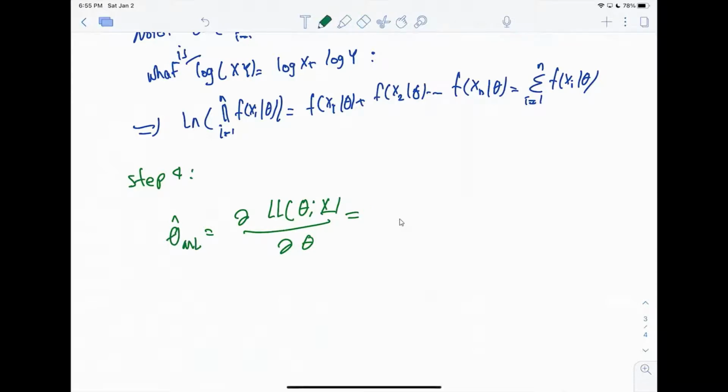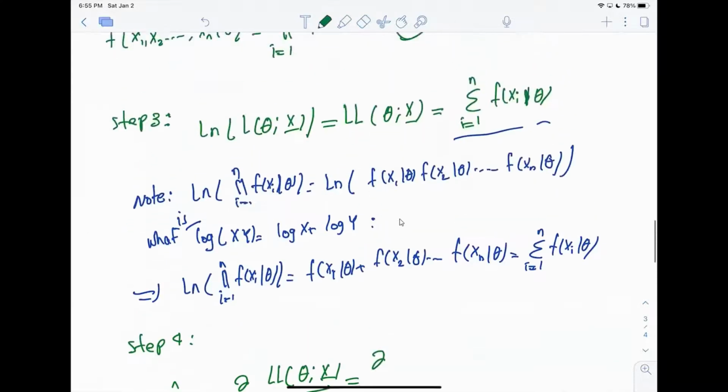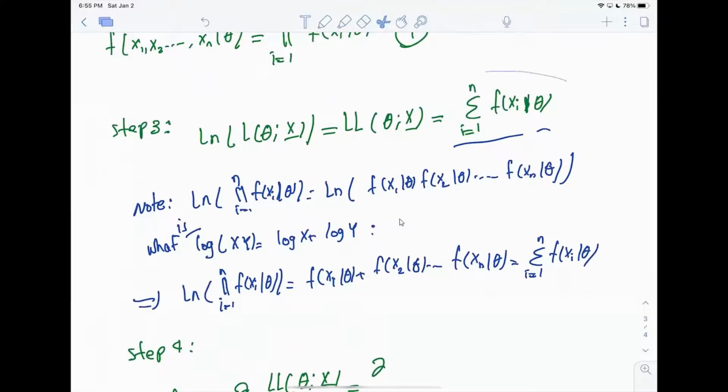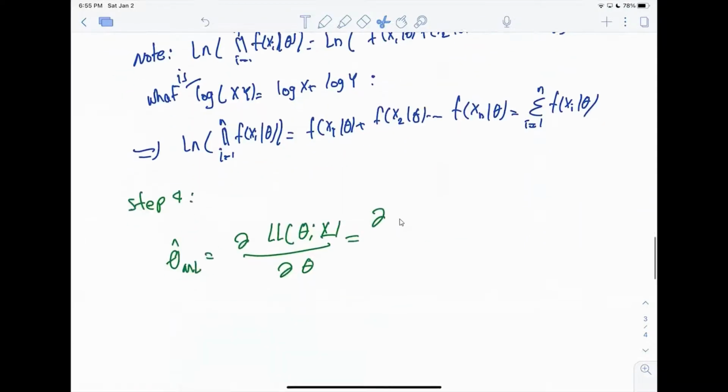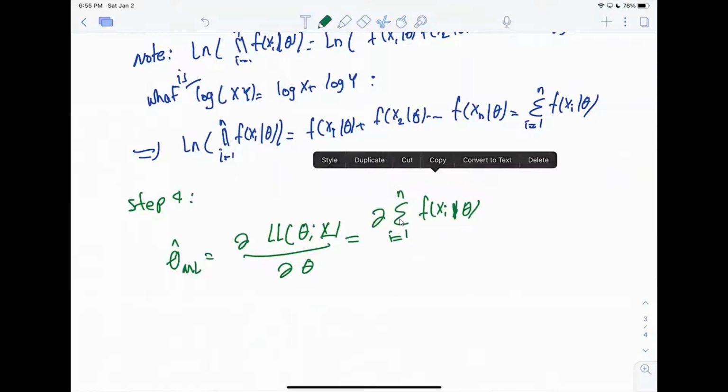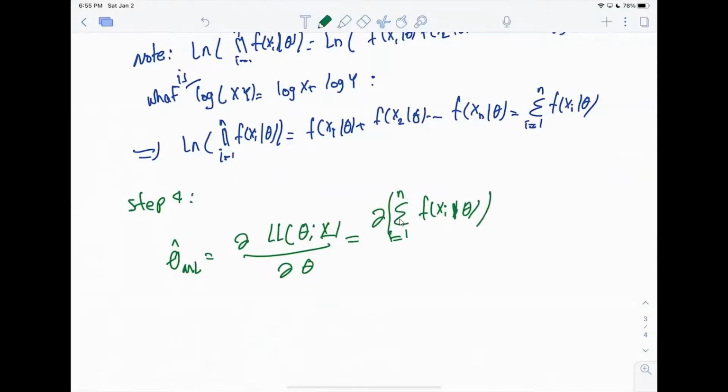Let me just copy this term. I'm going to copy this one. Great.